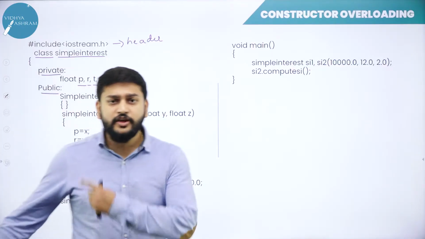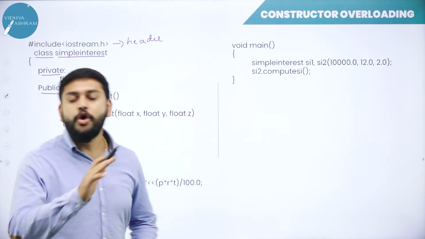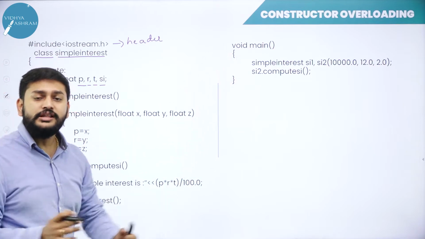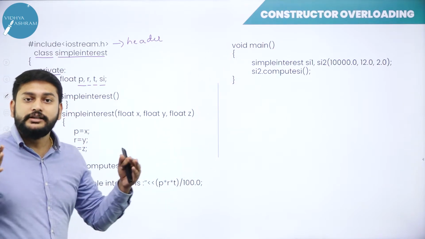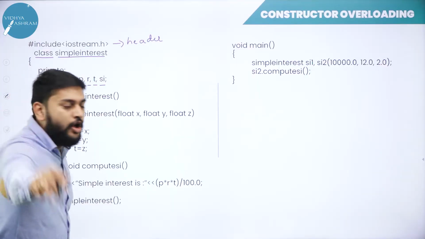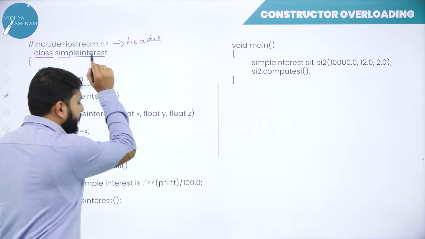If you ask me, sir, if I give int, will it be wrong? No, it is not wrong. Still you can use integer, but you will not get the accurate answer. So that is the reason I am using float. That is the first point that you should remember with respect to this line.